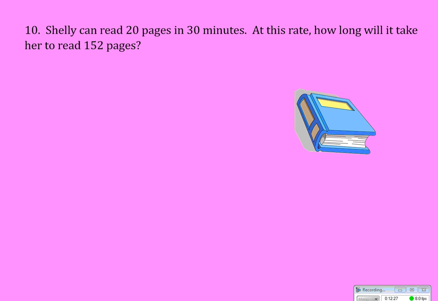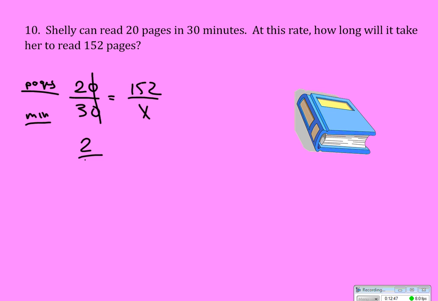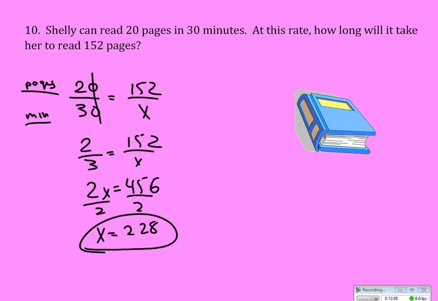So Shelley can read 20 pages in 30 minutes. At this rate, how long will it take her to read 152 pages? So on the bottom is your minutes, on the top is your pages. So what is going to be that comparison? Well, let's simplify life here. 20 over 30 can be simplified to 2 over 3. So I get 2x equals 456 divided by 2. So x will equal 228. So it'll take her 228 minutes to read that entire book. Please notice I was solving for minutes, so my answer will be in minutes.